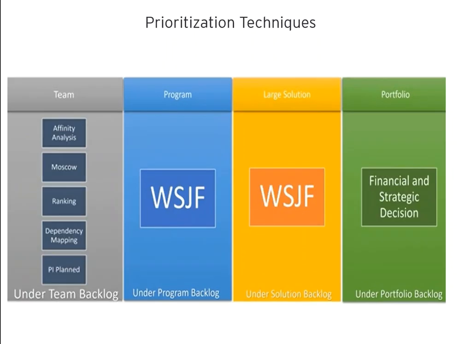And then the prioritization techniques. At the team level, they use affinity analysis, MoSCoW, ranking, dependency mapping, and PI plan. From program onwards, we use WSJF, weighted shortest job first. The shortest job they do first so that they can avoid the jobs which will take long queues. They make sure the long-queue jobs are not taken first because they know it will take more time. And at the portfolio level, they use financial and strategic decisions.